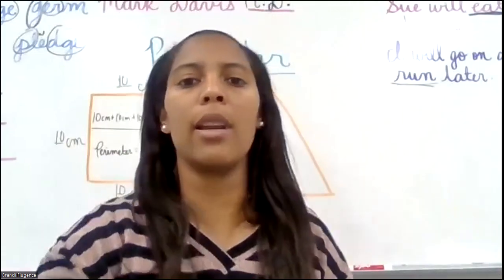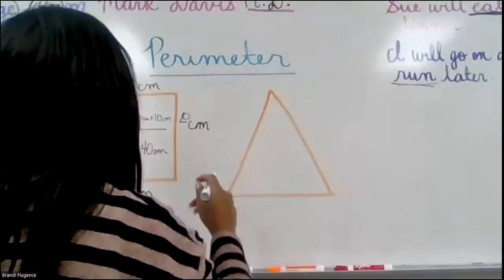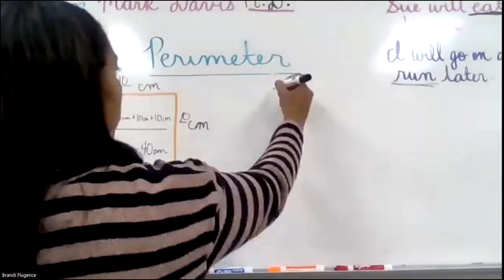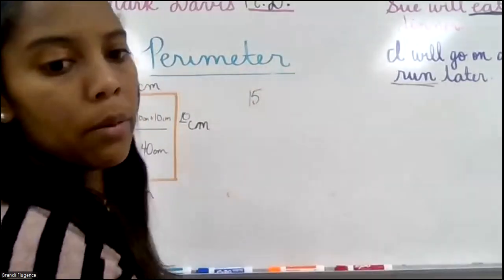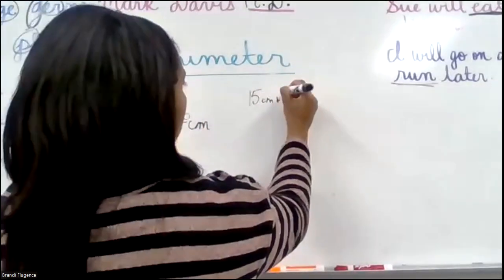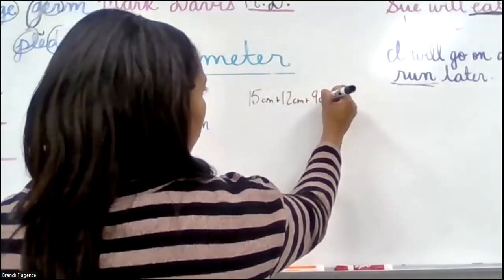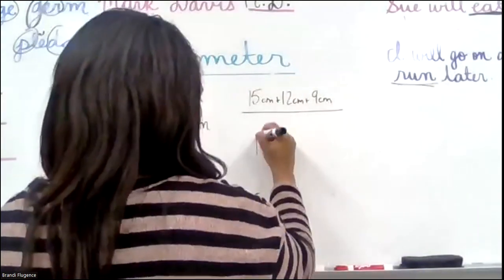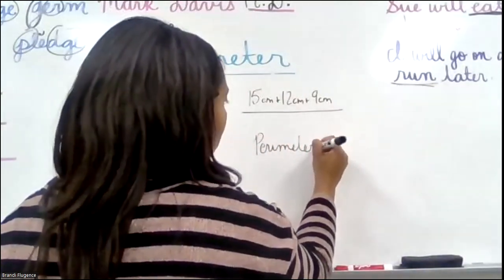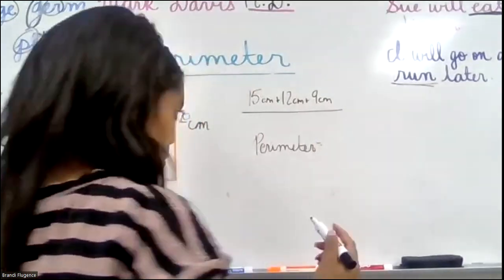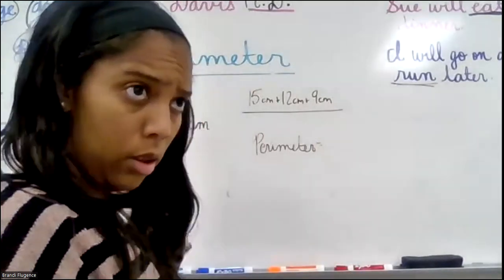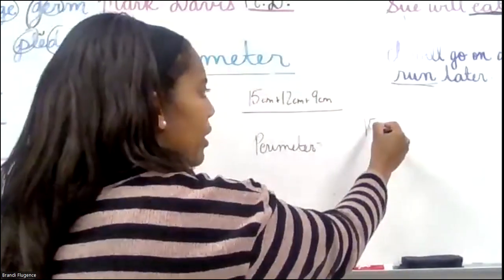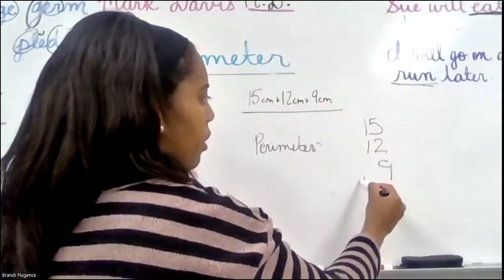All right, so now we're going to add all this up. So we're going to do 12 centimeters plus 15 centimeters plus 9 centimeters. In the center of the shape, put 15 centimeters plus 12 centimeters plus 9 centimeters on that line. And guys, it'll be hard to add it up like this. So you're going to need to set it up this way.